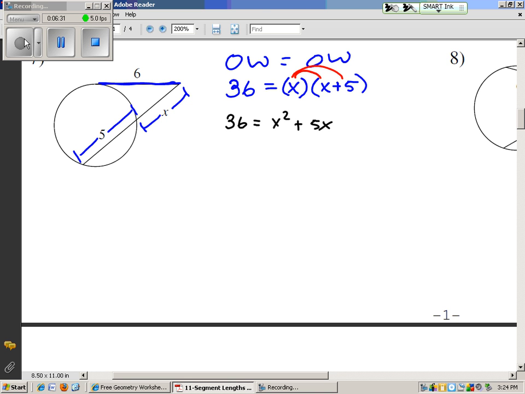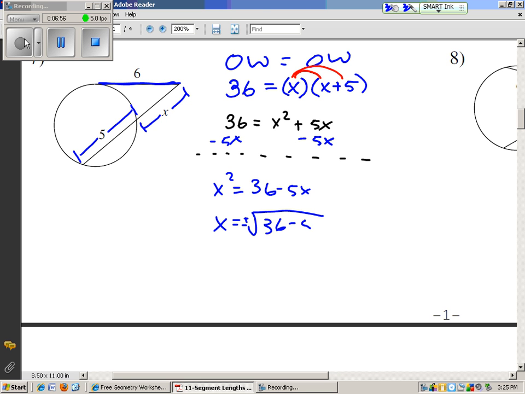Now, stop copying me at this point. And let me show you, because I know a lot of you are saying, well, Mr. Conaway, there's a square. You take the square root. So let's try that idea out. I guess what you mean by that is let's subtract 5x from both sides. And let's see if I can get x squared equals 36 minus 5x. And then if I square root both sides, I'm going to get x equals the positive or negative root of 36 minus 5x.